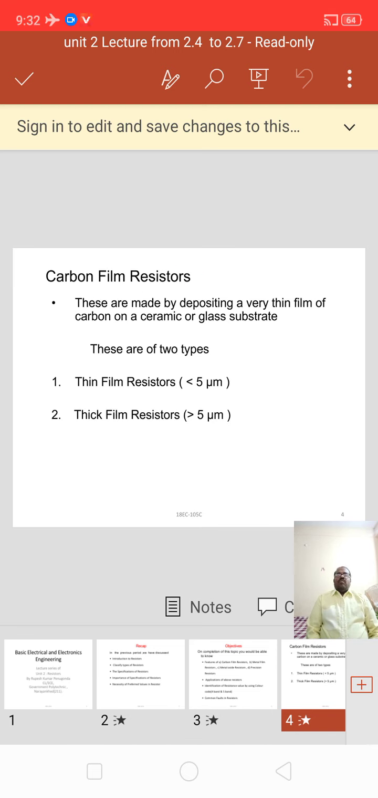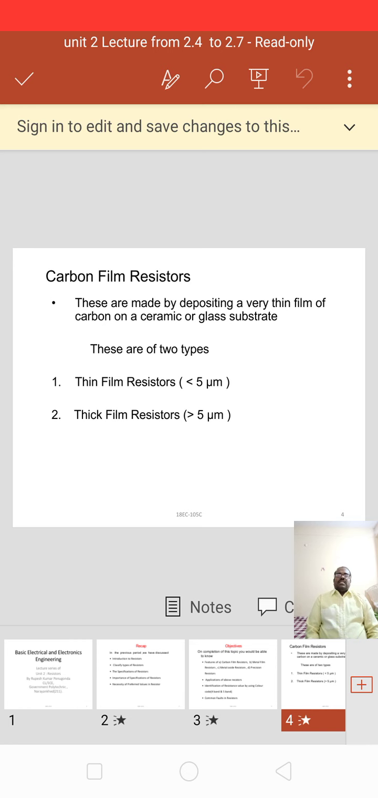First of all, we will learn about the features of carbon film resistors. These carbon film resistors are made by depositing a very thin film of carbon on a ceramic or glass substrate. These are of two types: thin film resistors as well as thick film resistors.